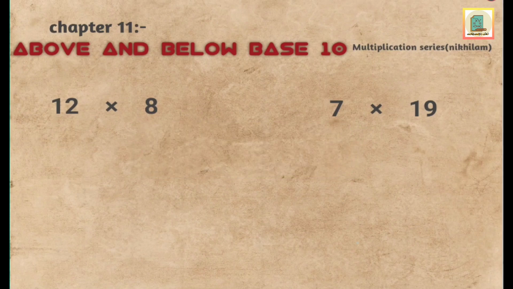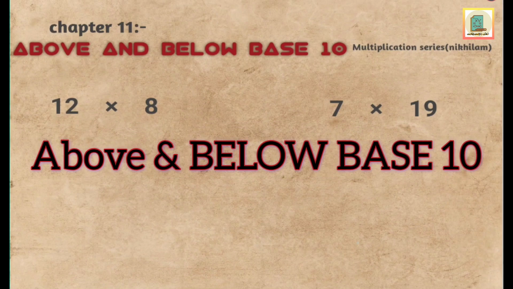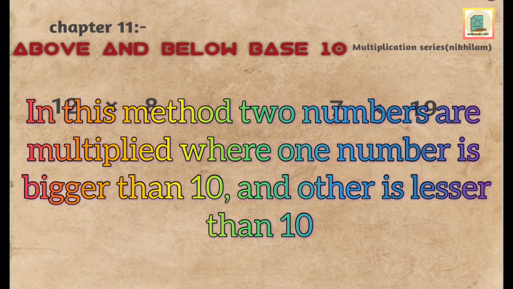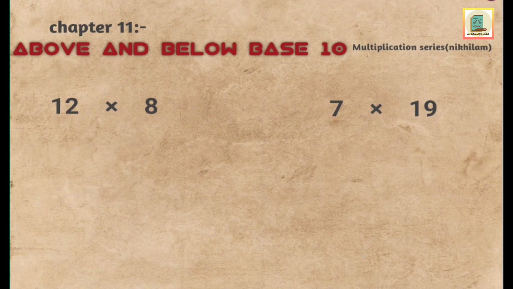Now today's video is about above and below base 10. In this method, two numbers are multiplied where one number is bigger than 10 and the other is lesser than 10. Now let's understand it better by taking examples.